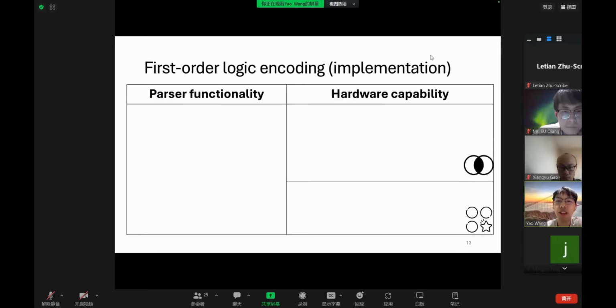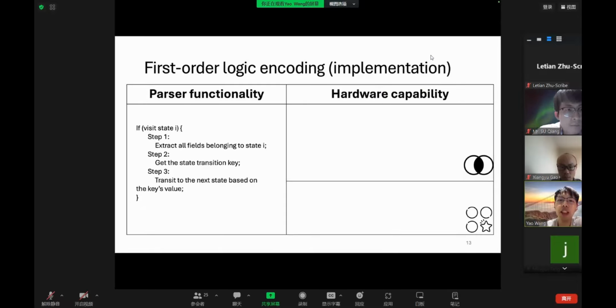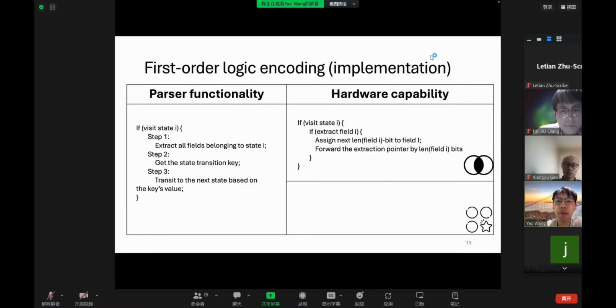The first-order logic encoding for the implementation mainly consists of two parts: parser functionality and hardware capability. The parser functionality encodes the parsing behavior. For example, the pseudocode shows what extraction and what state transition happen in which parser state. And the hardware capability captures both common behavior across devices and device-specific constraints. Common resource-based constraints include encoding the packet field extraction behavior, assigning the next X bits to a particular field, and moving the extraction point ahead by X bits. Unique constraints contain the state transition key size limit of the target device.